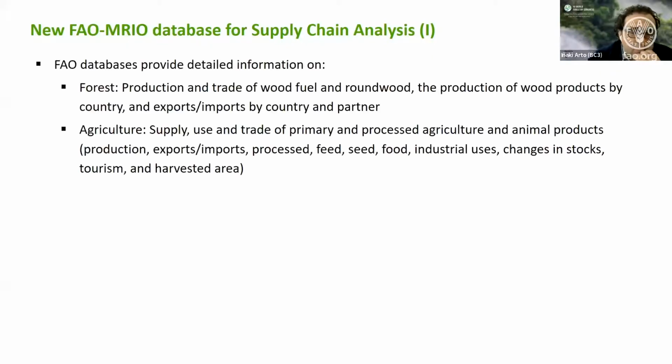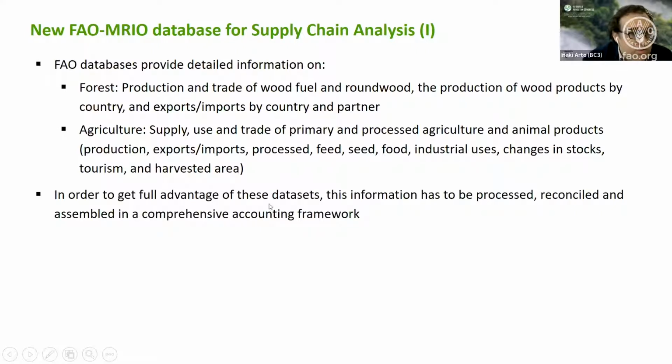Well, first of all, I would like to highlight that FAO databases provide very detailed information on both forest and agricultural supply chains. In the case of forest, they report production and trade of wood fuel and roundwood, the production of wood products by country, and the exports and imports by country and partner. And in the case of agriculture, they provide information on the supply, the use, and the trade of primary and processed products for both agricultural and animal products, including the data on production, exports, imports, the part that is processed, the feed, the seed, the food, etc.